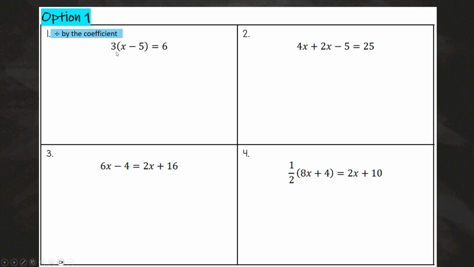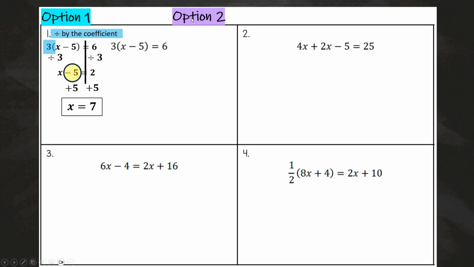So if we decided to divide by this coefficient 3, we're going to divide by 3 on both sides, and then we end up with x minus 5 is equal to 2, because 6 divided by 3 is 2. Then my next step would be to move this constant away from the variable. So this is a constant, and the constant here is negative 5. So to make that 0, I have to add 5 to both sides. So x is equal to 7.